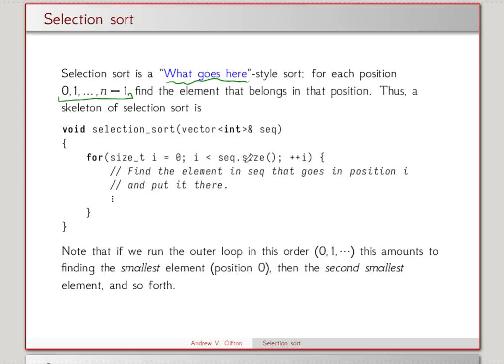So a skeleton of selection sort looks something like this. We've got our vector, selection sort. All of the n squared ones are in place sorts, so that means we're taking our vector as a reference because we're going to modify the stuff in the vector directly. We're just looping through the positions in our sequence, and for each particular i, we want to find the element in the sequence that goes in position i and put it there somehow. If we run the loop in the order 0, 1, 2, 3, that basically boils down to: we need to find the smallest element, and then the second smallest element, and then the third smallest element, and so forth.